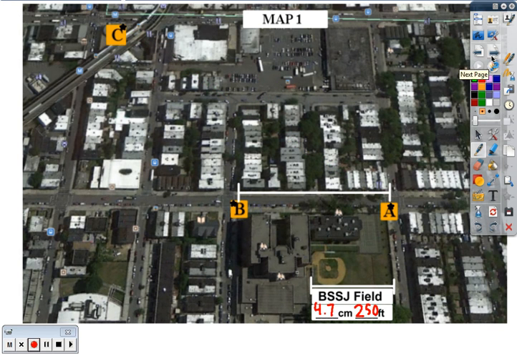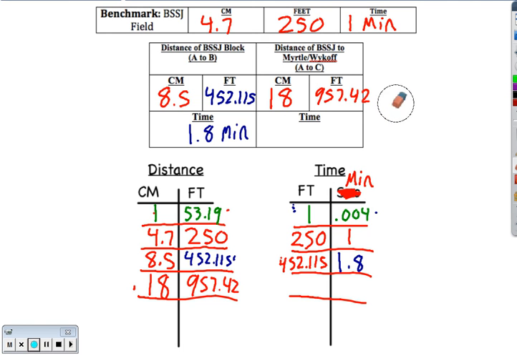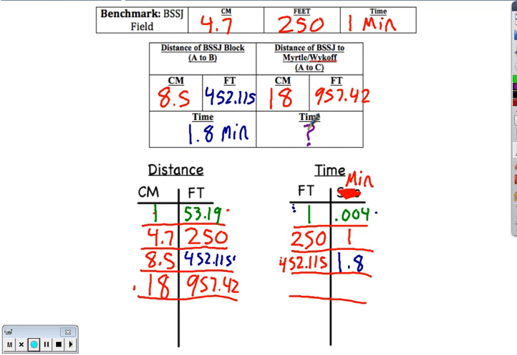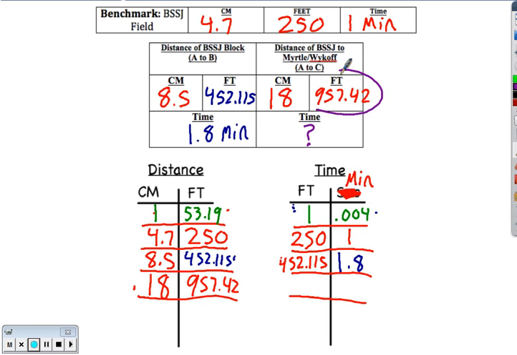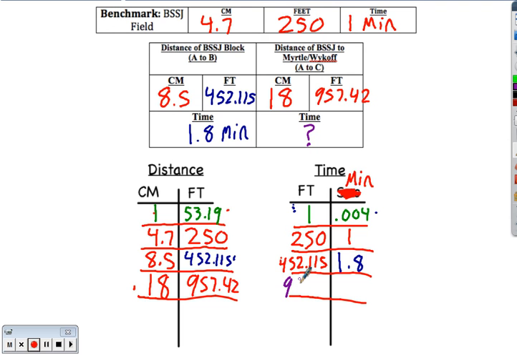Alright, so now we are asked to figure out how long this would take us to walk. So we're being asked about time now. How long? Well, again, we know the unit value from our calculation from before. We know that it takes about 0.004 minutes to walk 1 foot. So we could easily figure out how long it's going to take to walk this amount of feet. Alright, so we're concerned with this now. How long will it take to walk this?